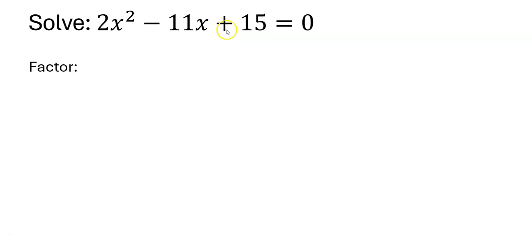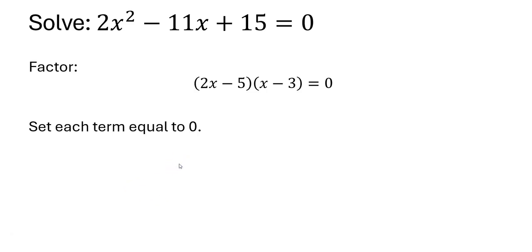Now hopefully you recognize that the last term, the 15, is a positive 15. So we know our middle terms are either both going to be positive or both going to be negative. And because our b term, our middle term, is negative, both will be negative. So we end up with 2x minus 5 and x minus 3. And once we have it factored, we have two pieces, right? Two terms multiplied together to be 0. So again, we set each term equal to 0 and solve.